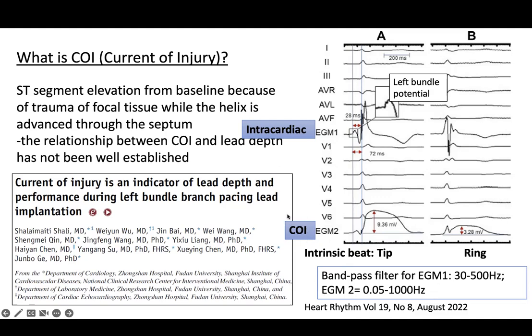So in this one, the bandpass filter has to be very, very wide to be able to see that current of injury. This is an intrinsic beat here that we're seeing. And this is the tip. And you can see this very nice current of injury present, and this is the ring, still nice current of injury present, but just significantly lower. This lead is actually placed at the left bundle. We know there's a left bundle potential here, with a left bundle potential to surface QRS of about 28 milliseconds and an LVAT of 72 milliseconds.